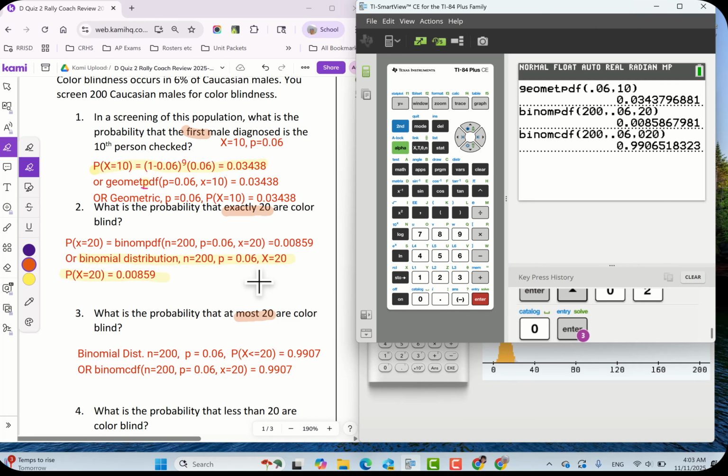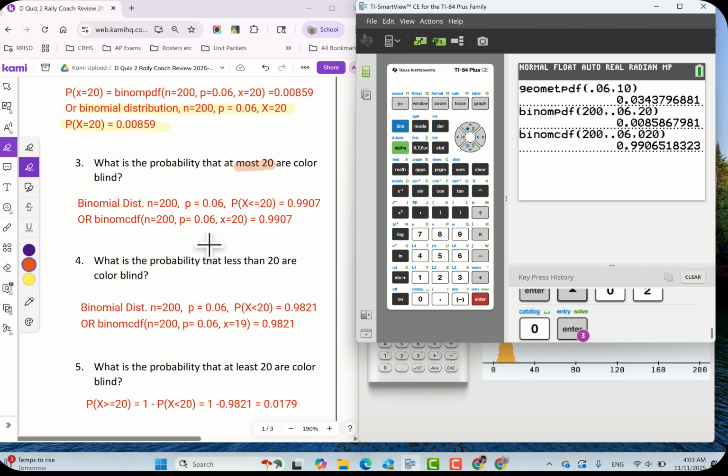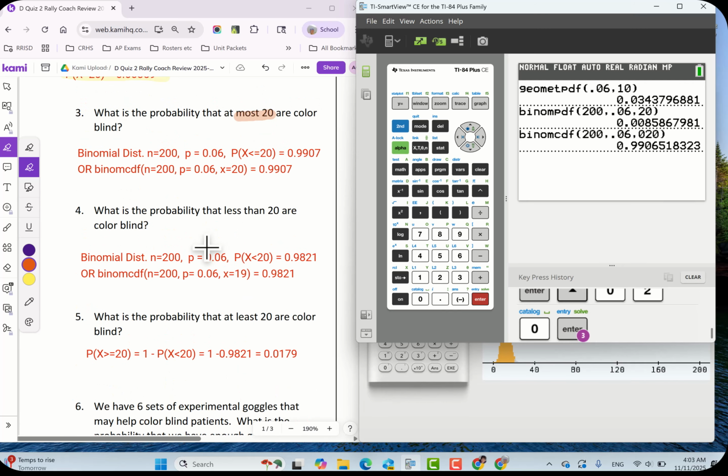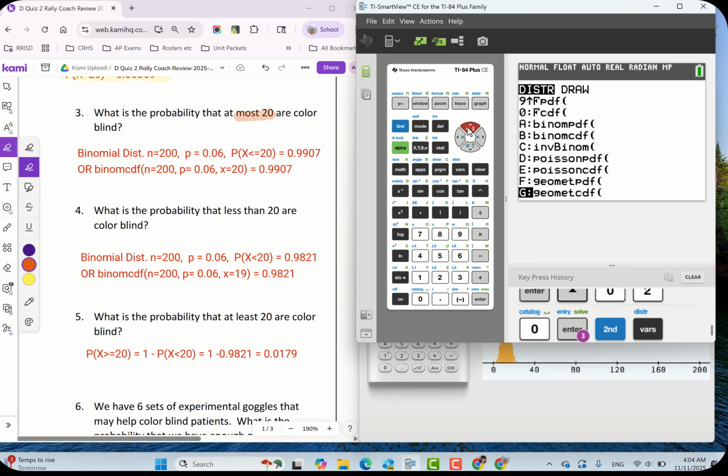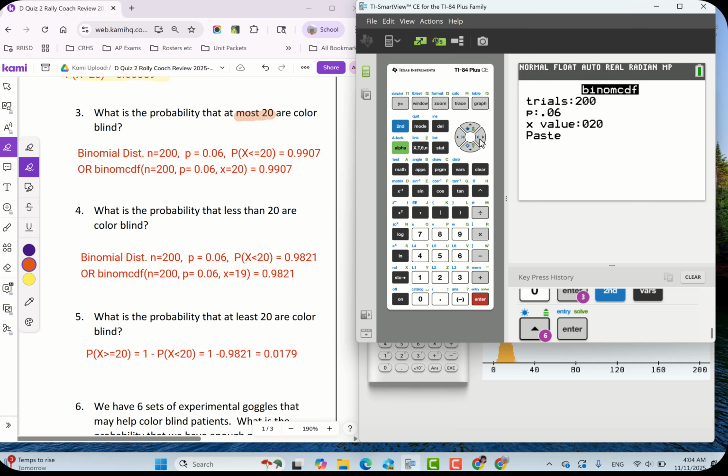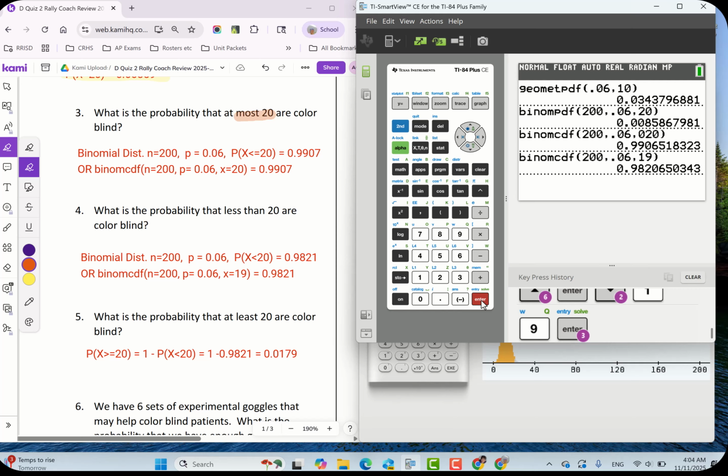Now, let's go to less than 20. Here on the calculator, 20 is not less than 20, so you've got to go 1 down. If I do that again, second distribution, CDF, I want all the values from 0 to 19. There you go, 0.982. So it does change. At most and less than should be different, even though they're very similar.